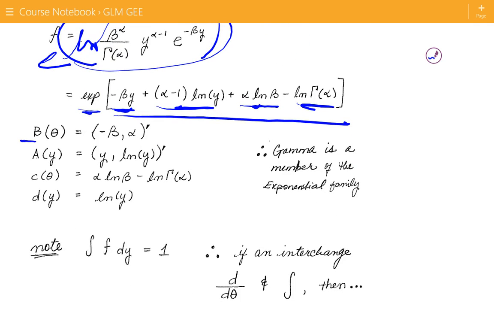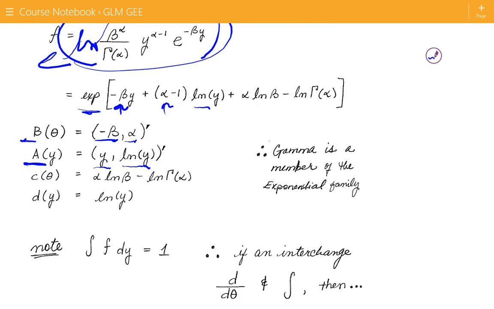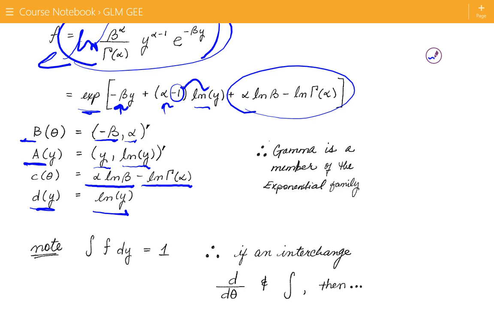We can say that b is negative beta and alpha, and that picks out this term here and this one here multiplied by log y. So a is y and log y, and c is alpha log beta minus log gamma alpha. It's this part here. And then the final d of y is just log y, and that came from this component here. So we broke this one up into two parts. The alpha log y part of this comes from the multiplication of these two. So gamma is a member of the exponential family.